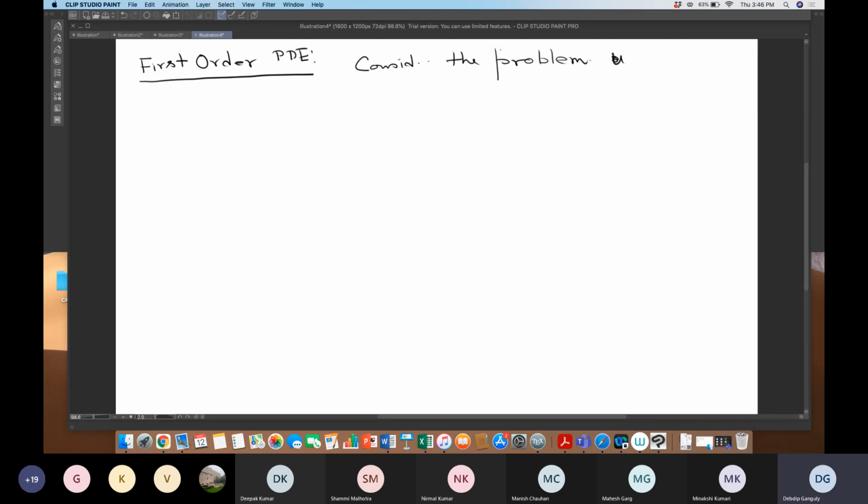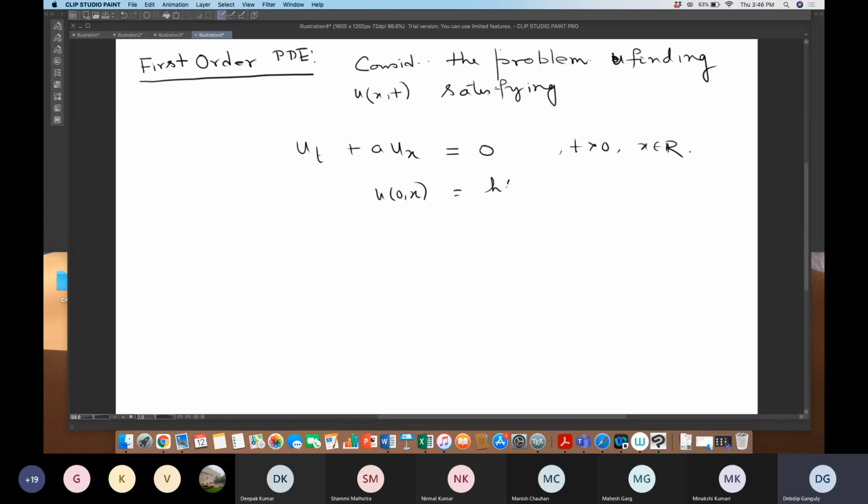Consider the problem of finding u(x,t) satisfying u_t + a u_x = 0, where t is positive and x is in R, and u_0(x) is equal to some h(x), x belongs to R, where a is a constant. Can anyone solve this PDE?